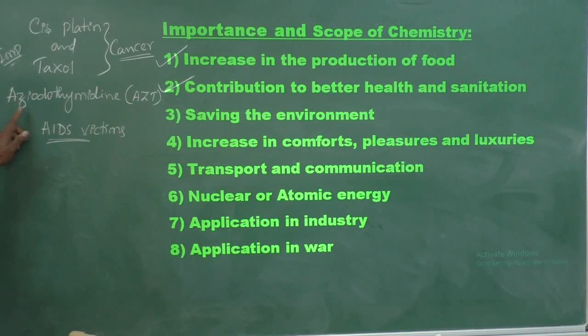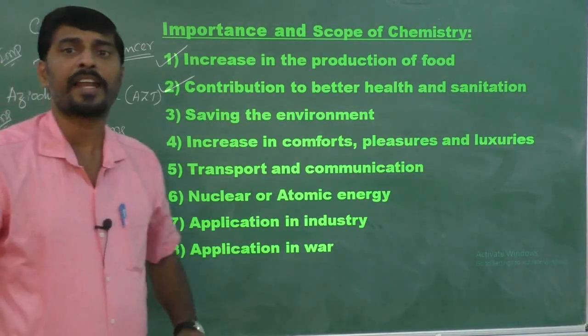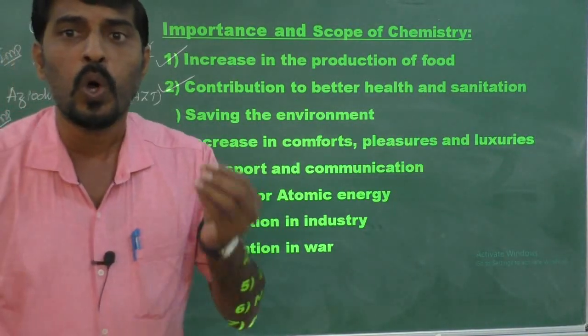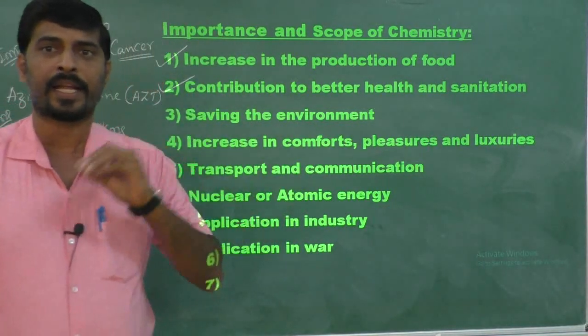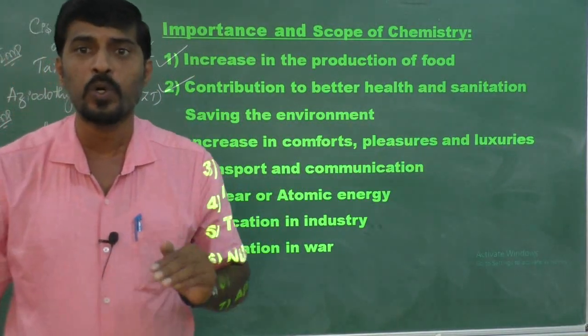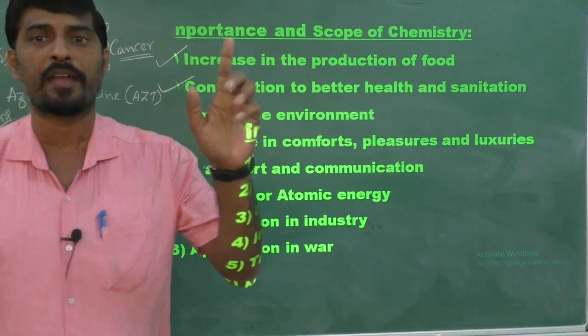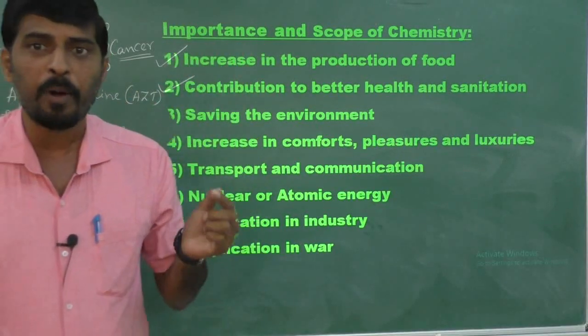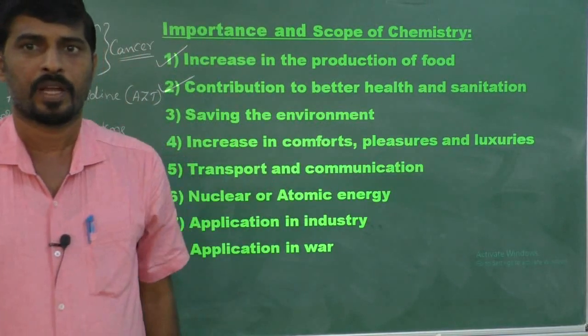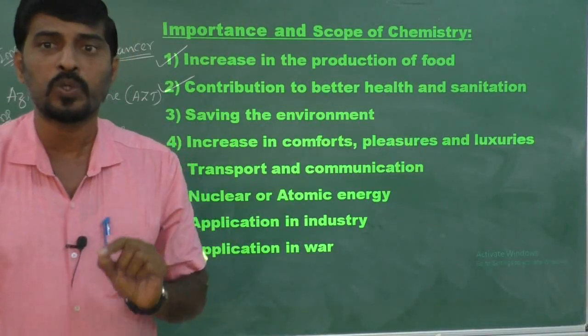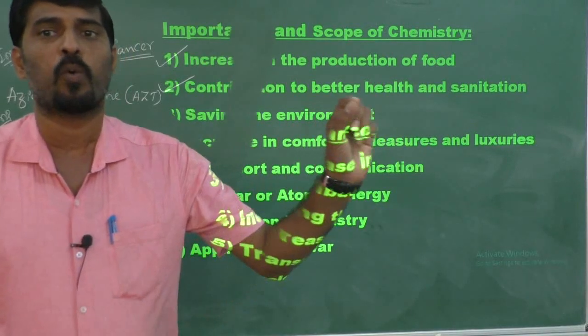Okay, so in order to treat AIDS victims, azithromycin drugs are used. It is also very important. Then analgesics are used to reduce body pain. Then antipyretics are used to reduce body temperature during high fever. Antibiotics are used to cure some of the diseases. Antiseptics are used to prevent the sepsis of wounds.